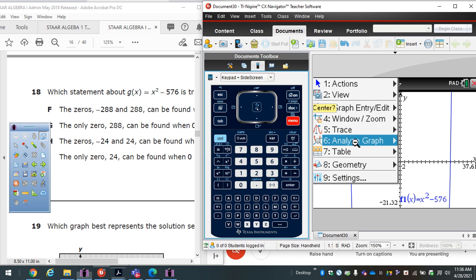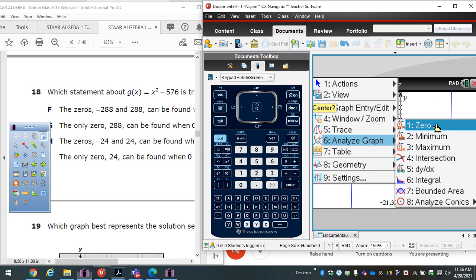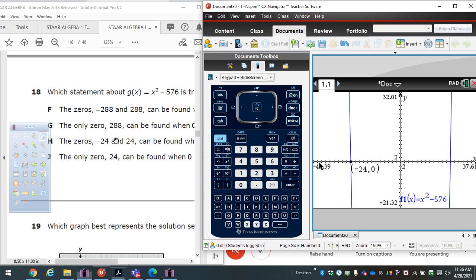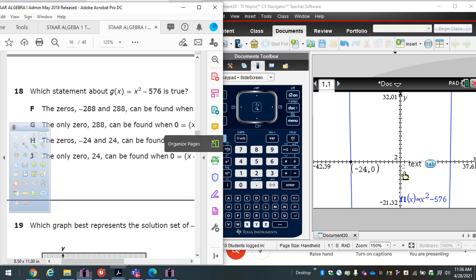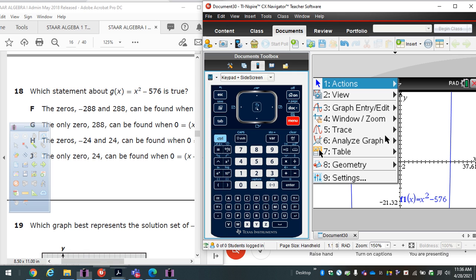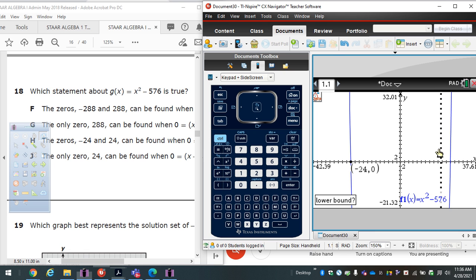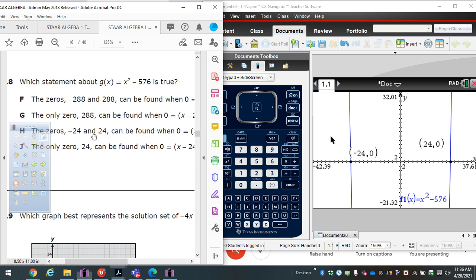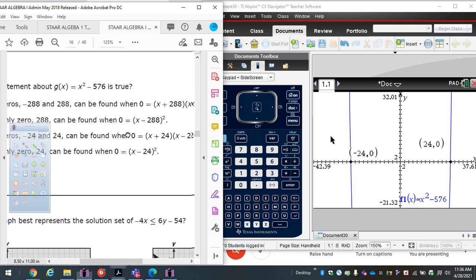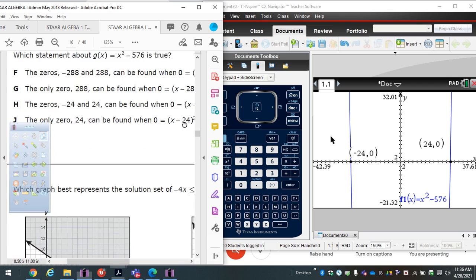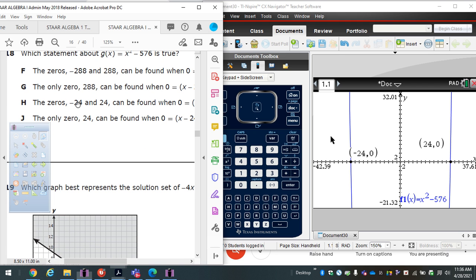So I'm going to come right here, analyze graph, 0, from here to here, negative 24. But boom. But you, that's positive 24 over here. Menu, analyze graph, 0. But boom, my zeros, negative 24 and 24. All right? This stuff, I don't even know what that means. Just sticking to the zeros. It has to be true. It has to be that one.